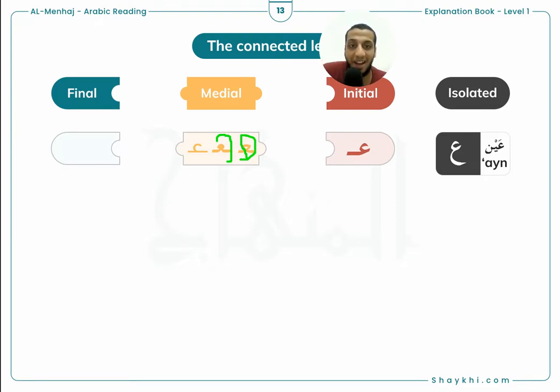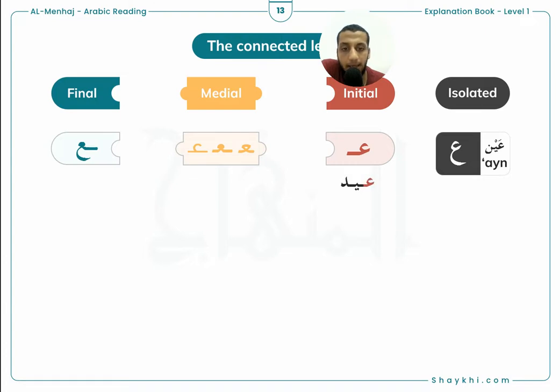I think this is clear. The final form of letter Ayn, this is the final form of letter Ayn. As you notice, it's the same as the isolated form, but with a line before it. Okay, clear? Cool.